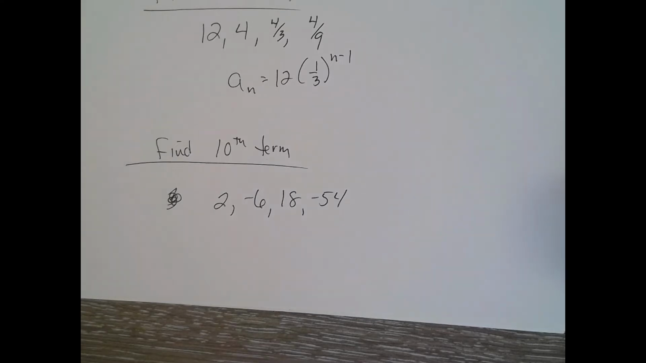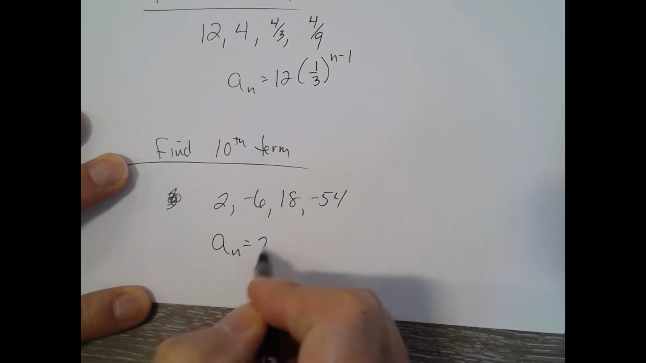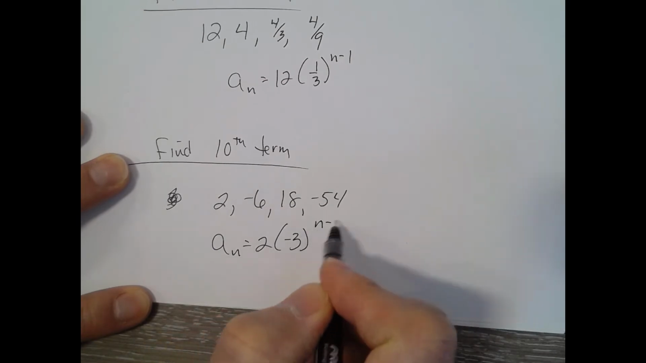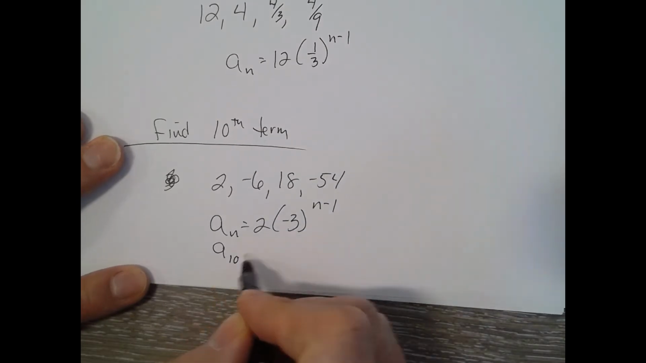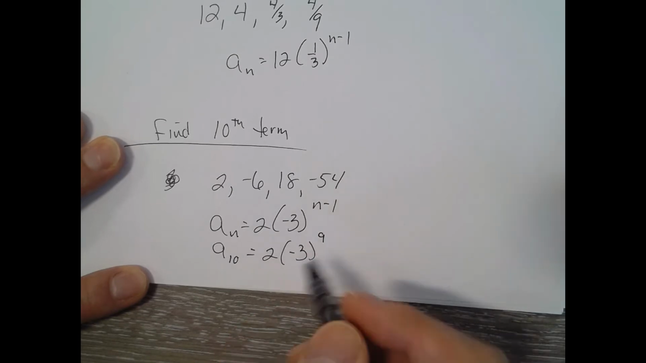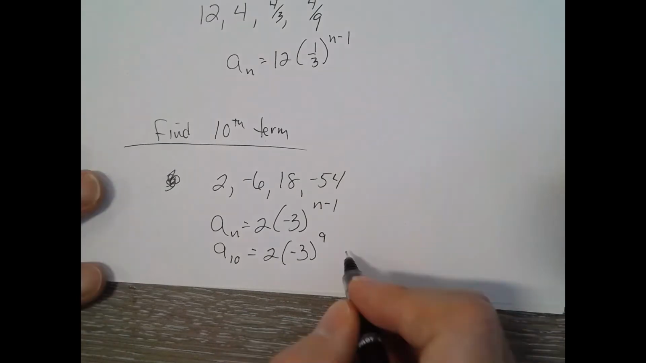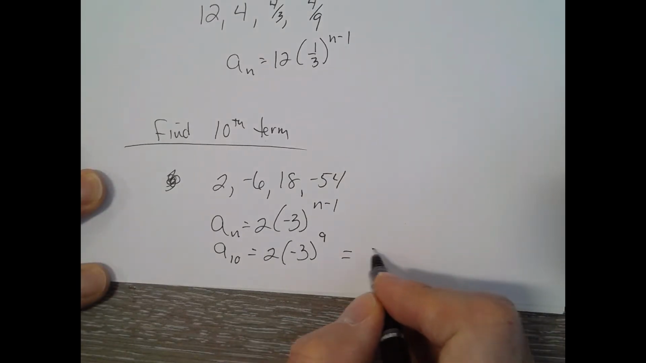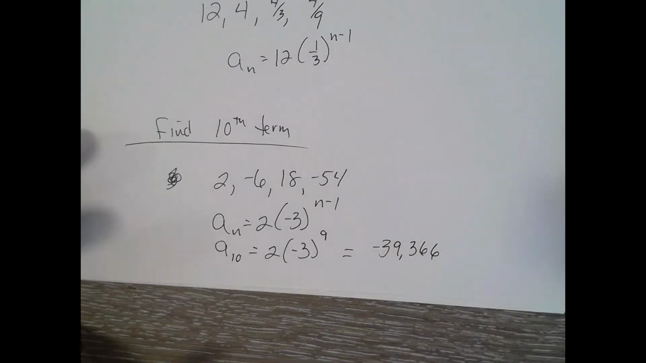Keely, what's my common ratio? -3, very good. So our initial is 2, so a sub n equals 2 times -3 to the n minus 1. And then you just have to find the 10th term, so it's 2 times -3 to the 10 minus 1, so 9, and whatever that is. Anybody actually have an answer for that? -39,366. It's a lot of numbers divisible by 3.